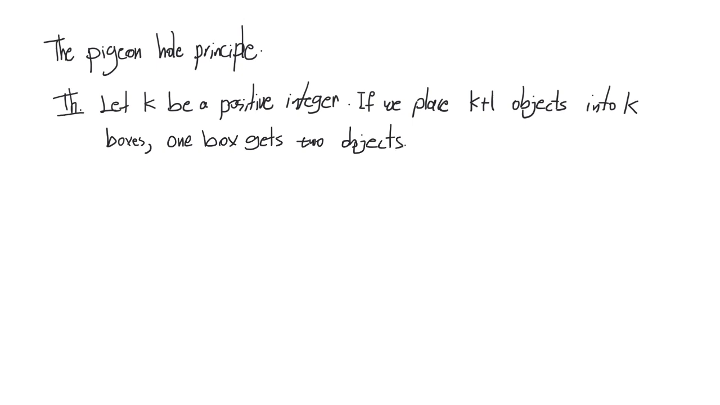This is the most basic form of the pigeonhole principle, and it's really trivial, right? The name comes from imagining that the objects are pigeons and they have k nests. If there are k plus 1 pigeons, they go into k nests or k pigeonholes, then there has to be one pigeonhole with 2 pigeons in it. So it's a very obvious fact, and you have seen it before.